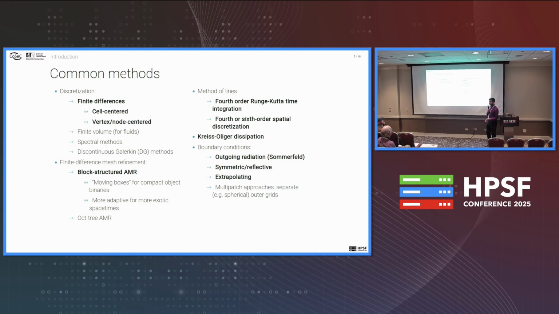We also use symmetry, and if we have a binary black hole merger and they're just inspiraling in the same equatorial plane, then we can impose symmetry on that. We don't need to evolve the whole 3D domain. We also used extrapolating conditions as well.